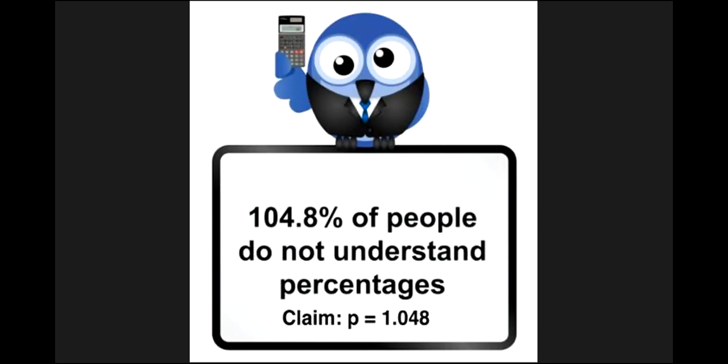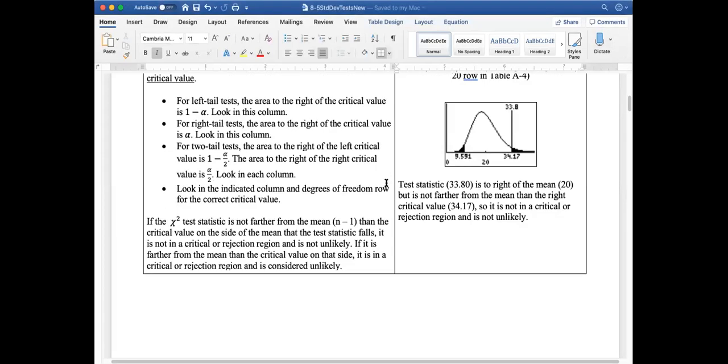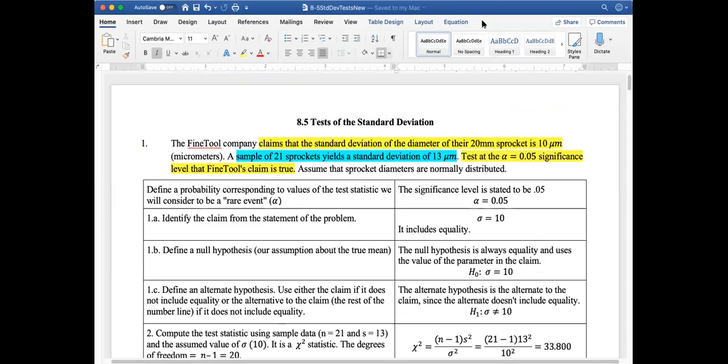This video is going to cover tests of standard deviation. So let's go look at the standard deviation test problems. And let's go to the top for the first problem.